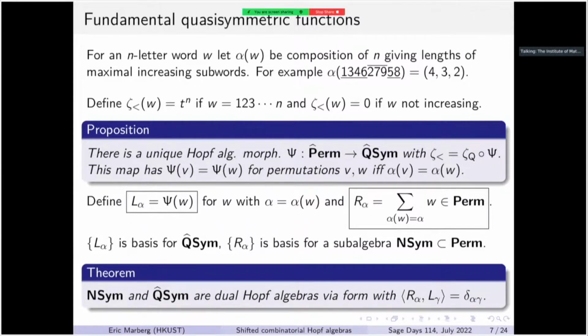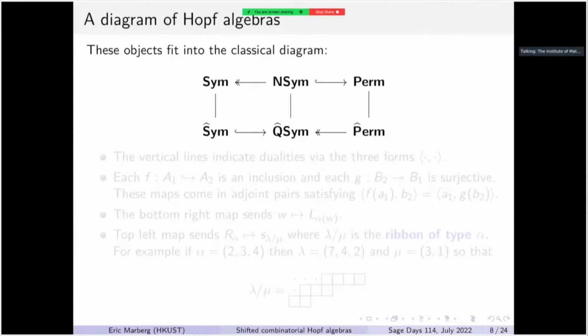And these two algebras are dual Hopf algebras via the form that makes these two bases dual to each other. And again, the content here is that this is not an obvious statement, because this form defines some coproduct, and then saying they're Hopf algebras means this coproduct obeys some compatibility condition, and also that there is an antipode for this bialgebra structure. But this is a classical, well-known theorem.